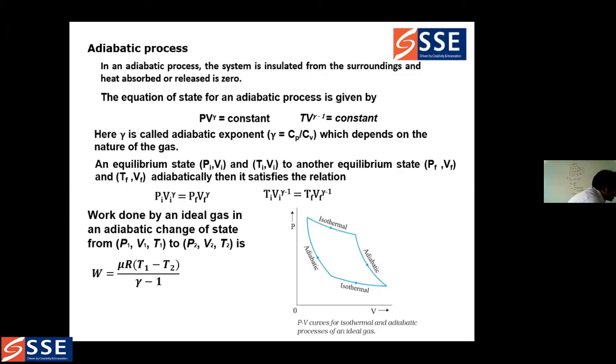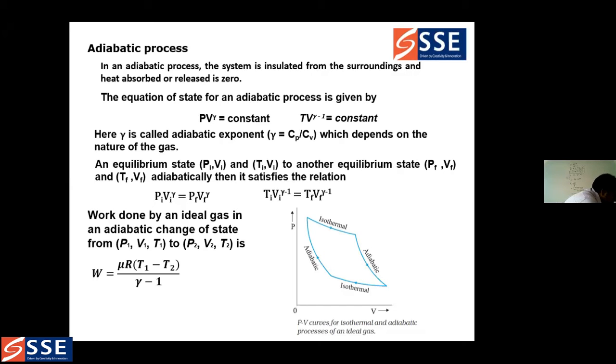For temperature, TV^(gamma minus 1) is equal to constant. Here gamma is called the adiabatic exponent. Gamma is equal to Cp by Cv, which we already saw. It is the molar specific heat capacity at constant pressure and constant volume, and it depends on the nature of the gas.